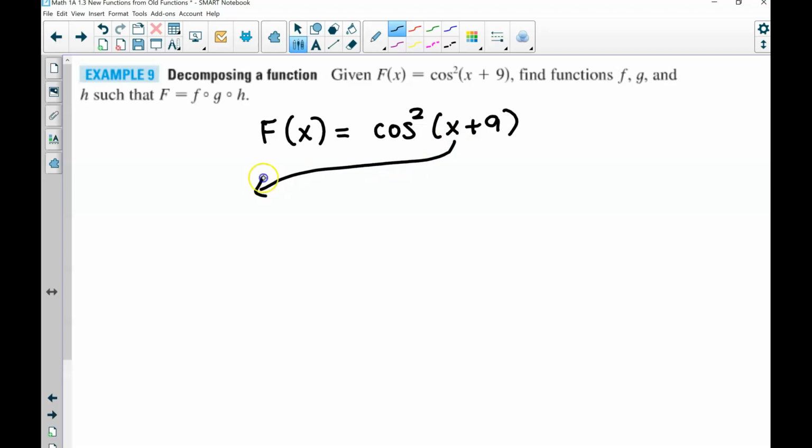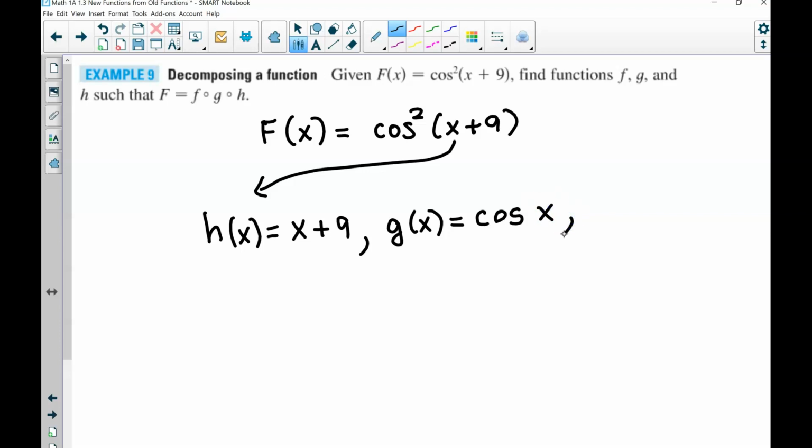So this would be h of x, which is equal to x plus 9. That would be the first input. And then the second input would have to be g of x. So g of x would then represent the function cosine of x. And then we could say that f of x would then have to square the entire function. So you have to kind of work backwards here.